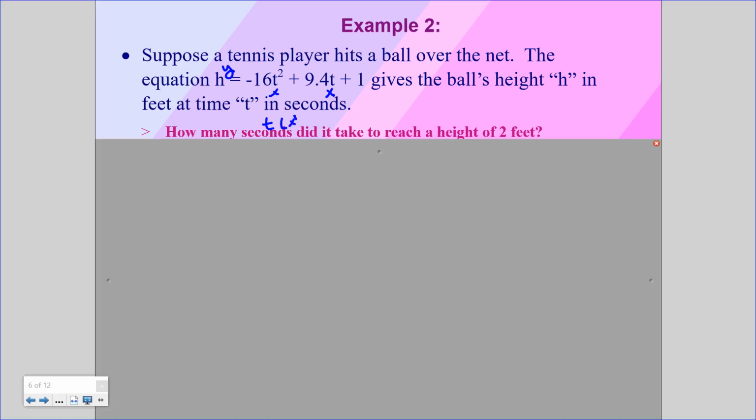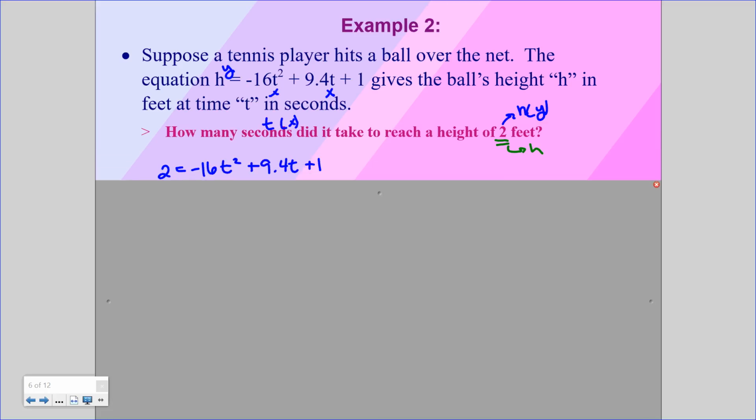That means what is x? Did it take to reach a height of 2? Well, height of 2 means that was your h or your y in standard form for this quadratic equation. So if the y is 2, that means we're going to replace y with 2. And in this scenario, we need to solve for t. So this is where our solving methods are going to be really helpful here, because to be able to solve for t, we're going to need to be able to find its possible solutions.